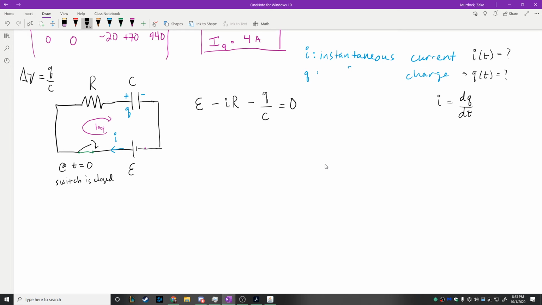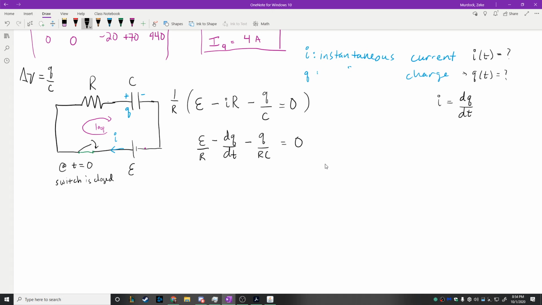So we can put that into this equation, right? So we can rewrite our equation. So it says E minus dq dt, and I believe I'm going to divide everything by R here. So I basically multiplied through by 1 over R. And then I replaced the I with dq dt right there. We kind of skipped a step. Hopefully everyone can follow that. That's equal to 0.